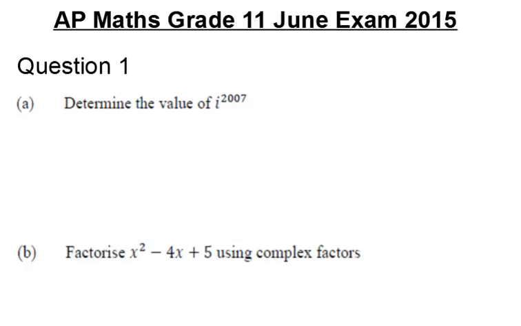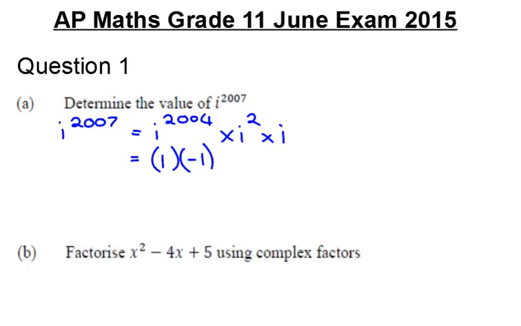Let's look at that. i to the power of 2007 is equal to, we want a power of 4, so I've got i to the power of 2004 times i squared times i. Now we know that anything to the power of 4 is going to give us 1, and i squared is -1, and then we want our i to stay as an i. So we end up with negative i.